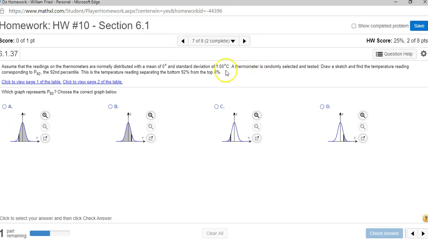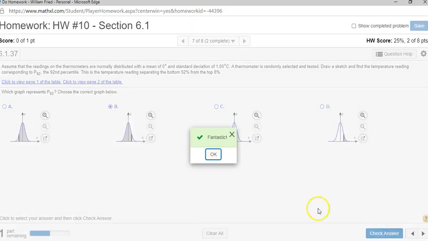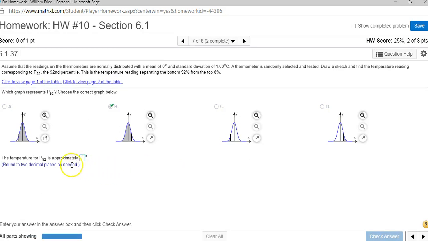Okay. This is a P92, the 92nd percentile means the Z value with an area of 0.92 or 92% to the left. Now, it looks like graph B here has area about 92% to the left. That looks okay, and then it's probably going to ask me for the calculation. So now it's the 92%, which is 0.92 to the left.